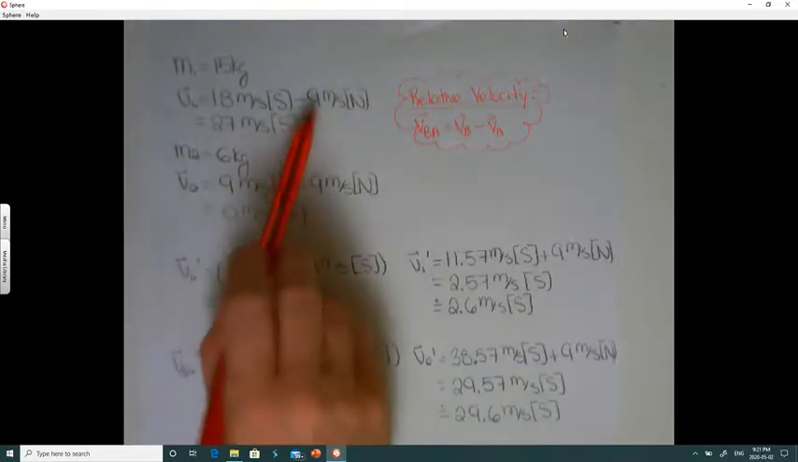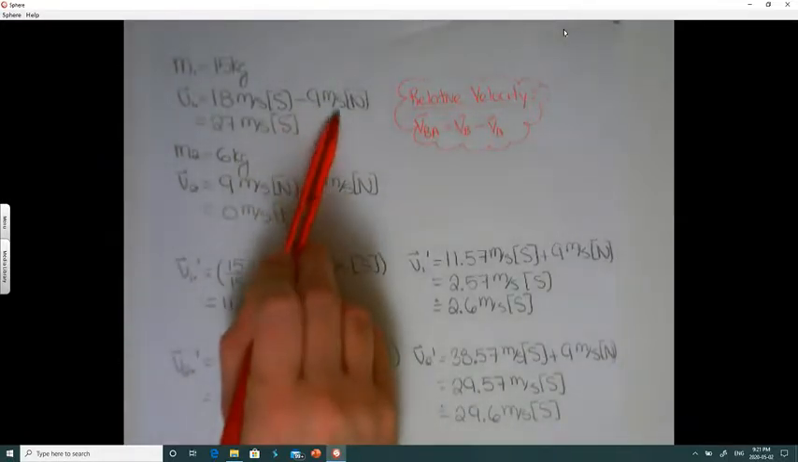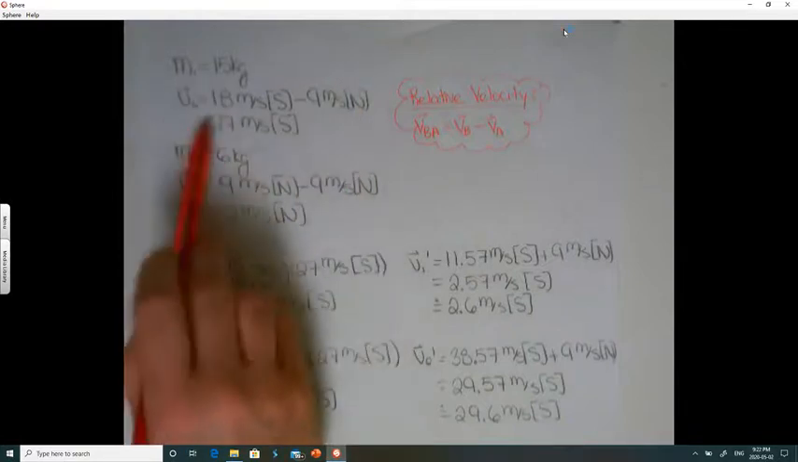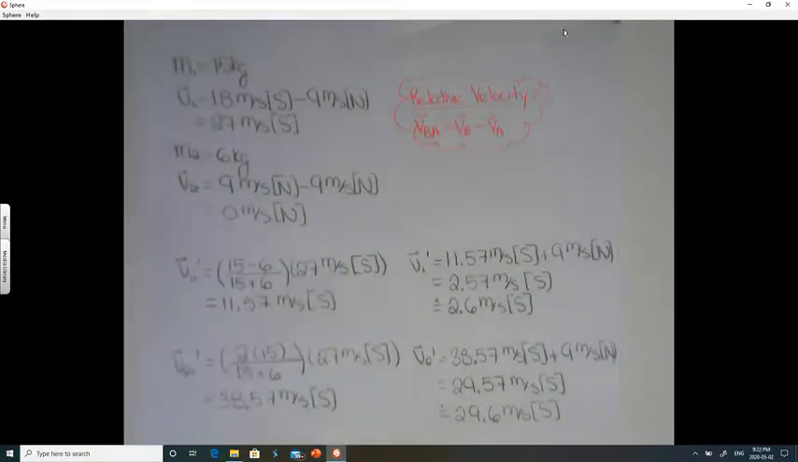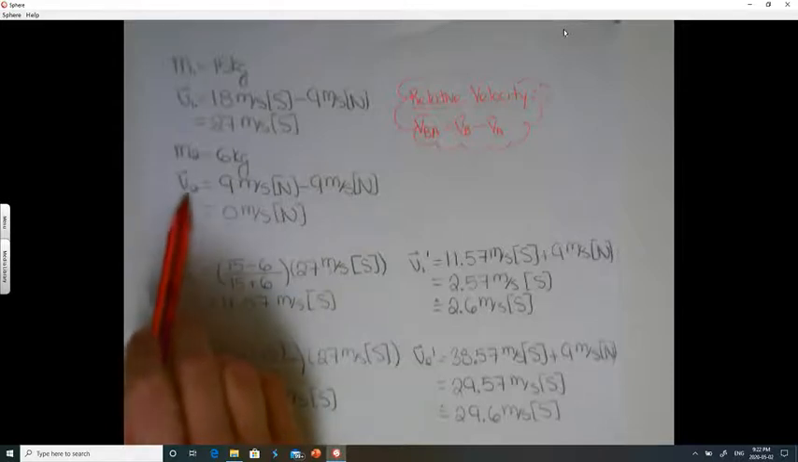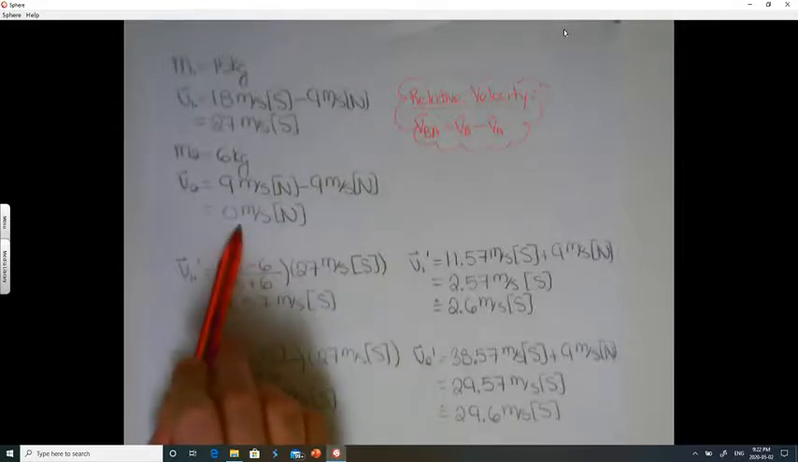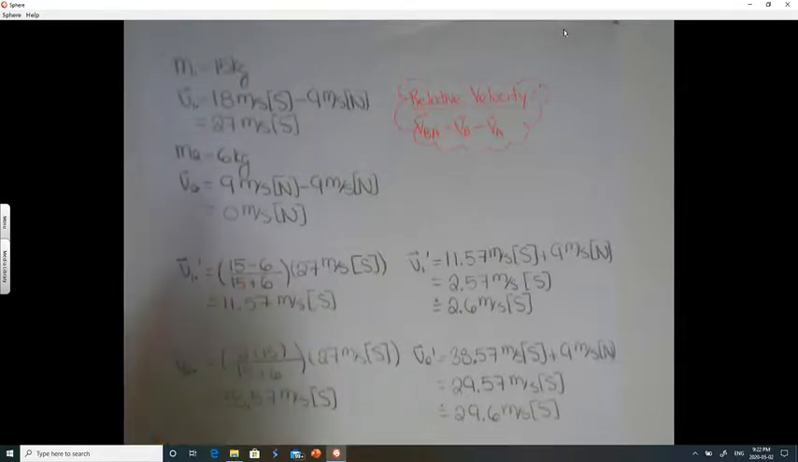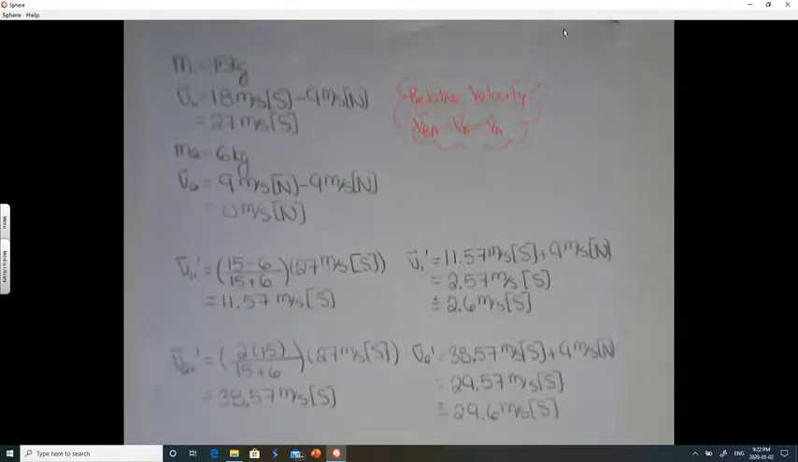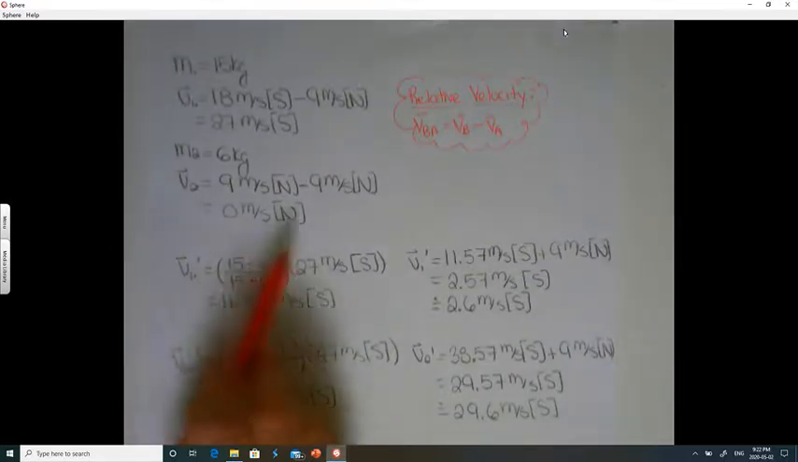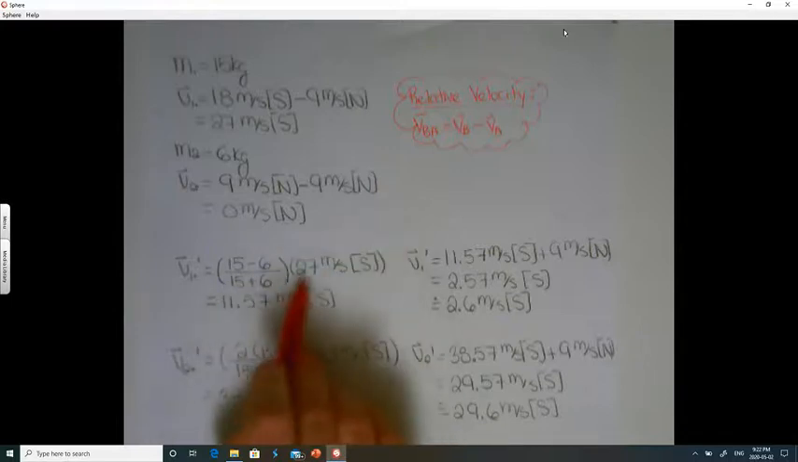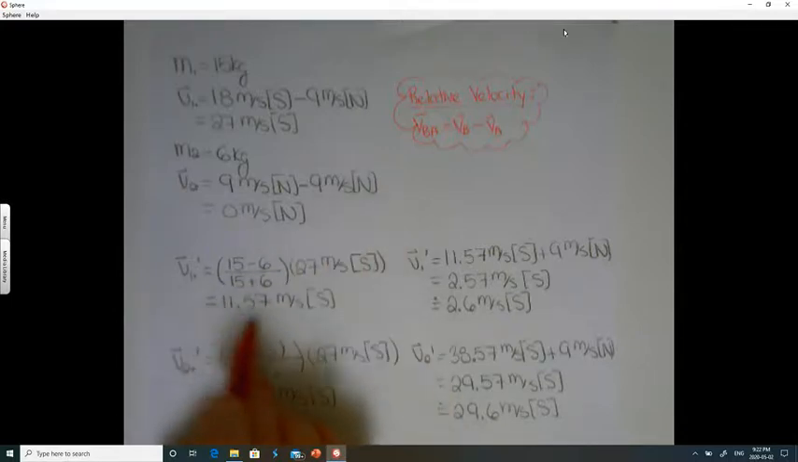So what I'm going to do here is subtract that 9 meters per second north from my first object and from my second object. And that means that this object we called object 2 is now at rest relative to itself. So I can use specialized equation set 1, which shows us that m1 minus m2 divided by m1 plus m2 multiplied by v1. Now this gives me a new velocity. This is the velocity of object 1 after the collision relative to object 2.